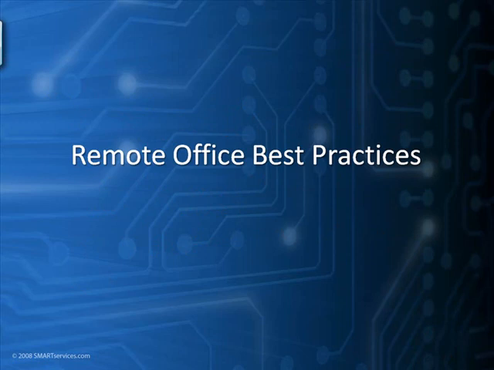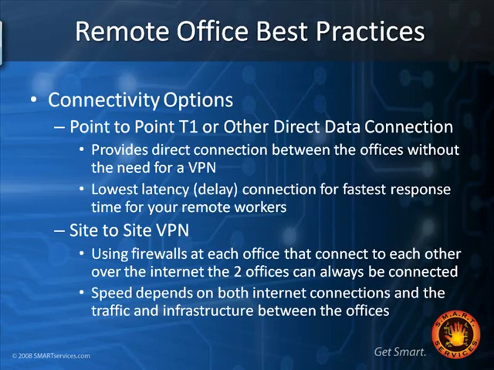All right, so we've talked a lot about just individuals on the go and what kind of productivity tools are out there for them. But now let's get into the remote offices. Whether that be 1 user, 5 users, or 50 users, most of these things are going to apply no matter how many you have or how many remote offices you have. So typical connectivity options for remote offices. The best thing to have is a point-to-point line. Now that can be a point-to-point T1 line or another direct fast data connection.